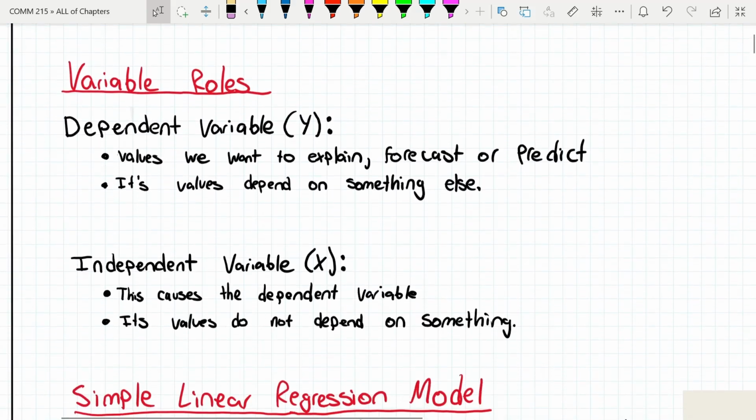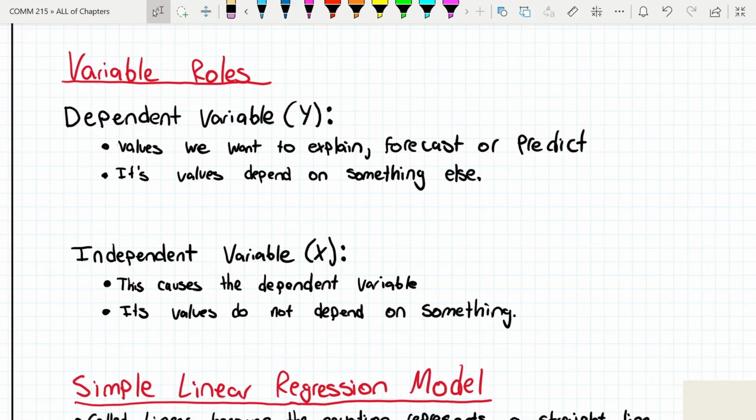So the variable roles: our dependent variable is y, and these are the values we want to explain, forecast, or predict. Its values depend on something else. And then we have the independent variable x, which causes the dependent variable. Its values do not depend on anything. So in simple linear regression, we're always going to be dealing with x trying to find y. So y is always going to be our unknown, and that's what we're trying to find.